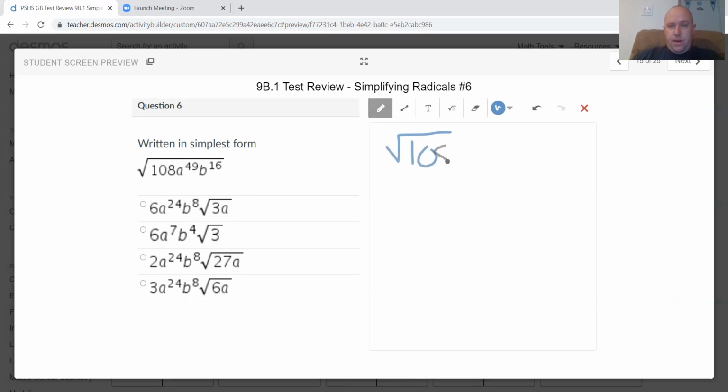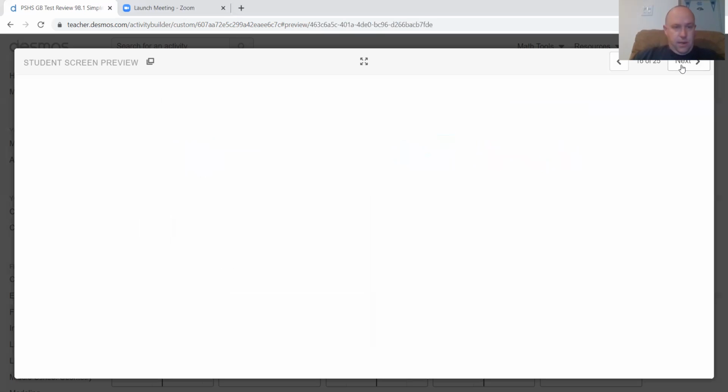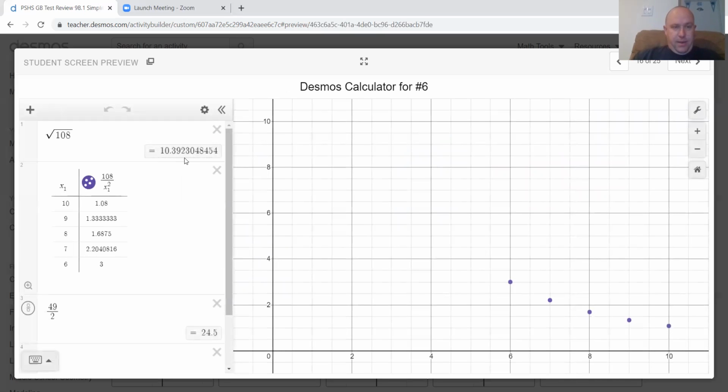So square root of 108, square root of a to the 49, and square root of b to the 16. So I would start with the number part for this one. So square root of 108, I would want to type in to Desmos. I get my decimal, so I'm going to do my table here. And you can see that eventually we find out that it's 6 square root of 3.